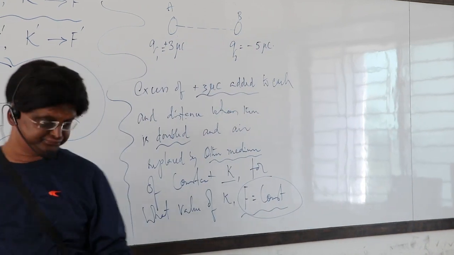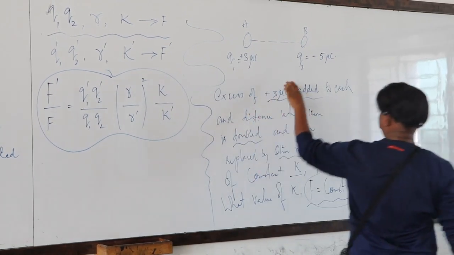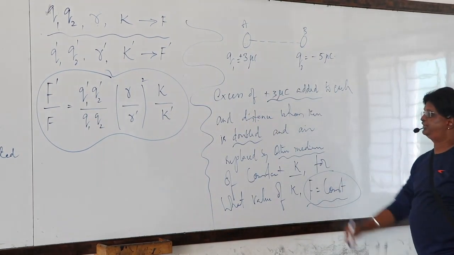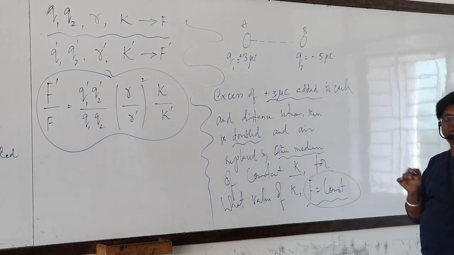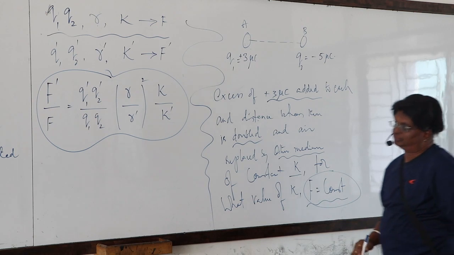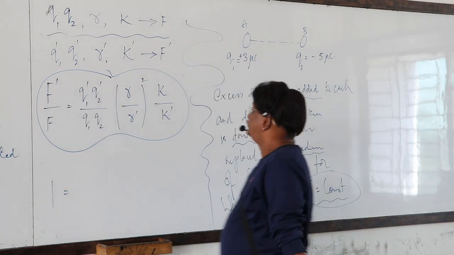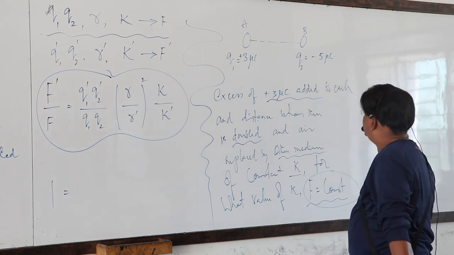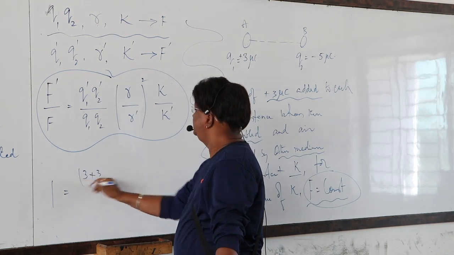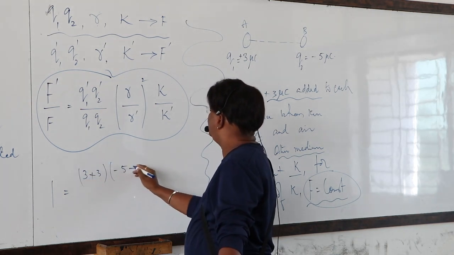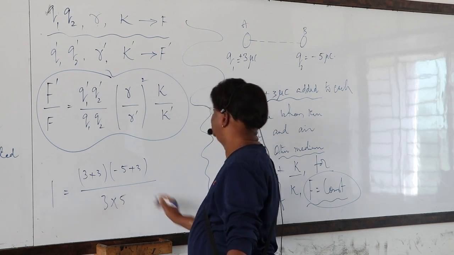So one more time, what are the changes that are there? There is a change in charge, there is a change in distance, there is a change in medium, and the example itself says that there is no change in force. Therefore here, F dash by F equals 1. Now what are Q1 dash and Q2 dash? This becomes 3 plus 3 into minus 5 plus 3 by 3 into 5.